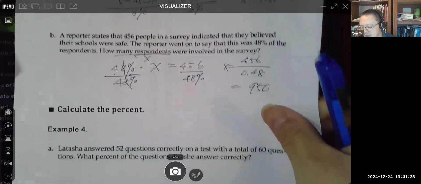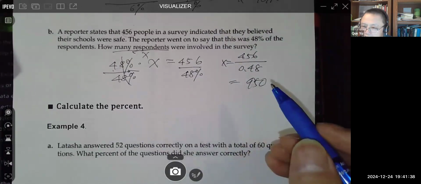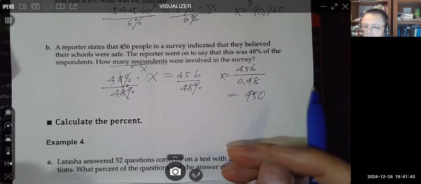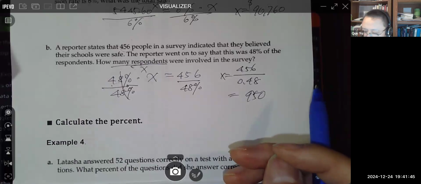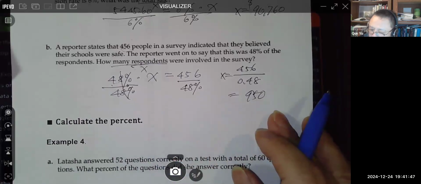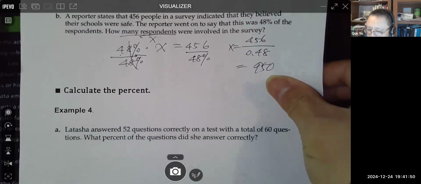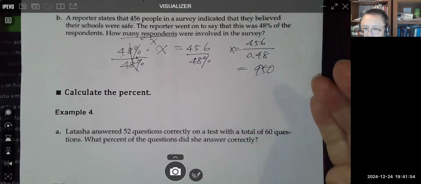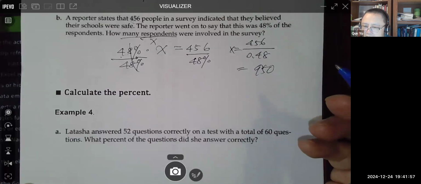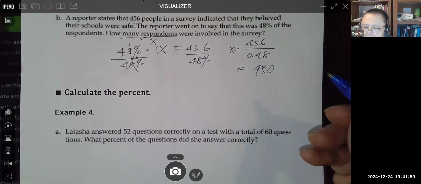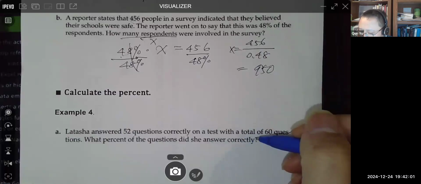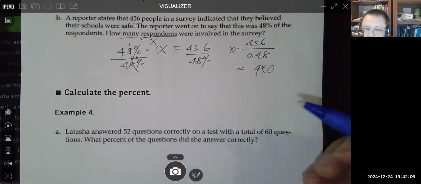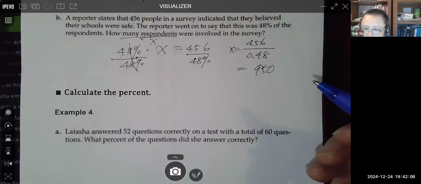Now the last part of this video. In the previous examples we calculated the part, we calculated the whole. Now we calculate the percent. Now let's look at the example here. Natasha answered 52 questions correctly on the test with a total of 60 questions. So out of this total 60 questions, she answered 52 of them correctly. What percent of the questions did she answer correctly?